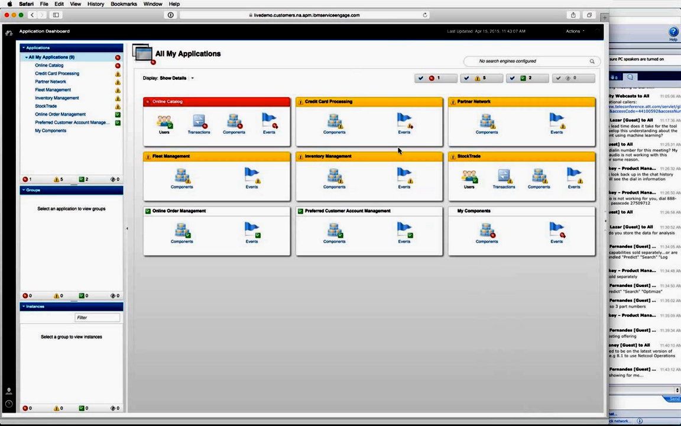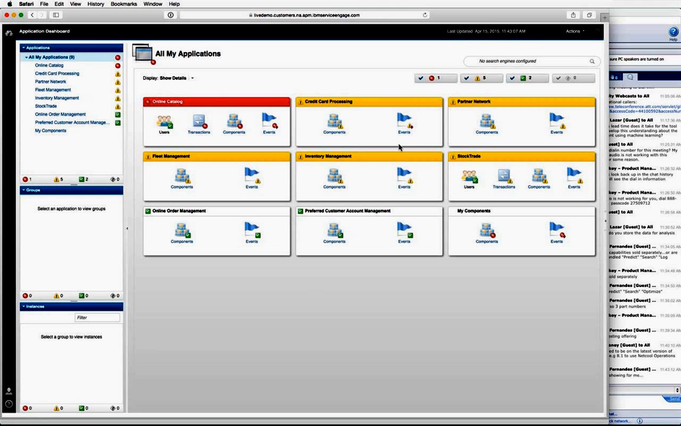So what we can see here is an application dashboard in our APM product, which shows us some details of the applications that we're monitoring in our particular environment and the set of alerts and events that have come up on those particular applications.